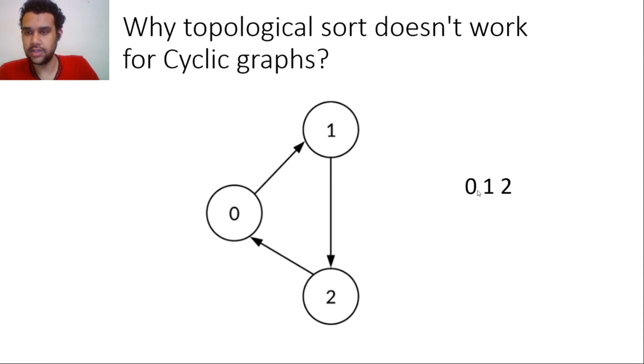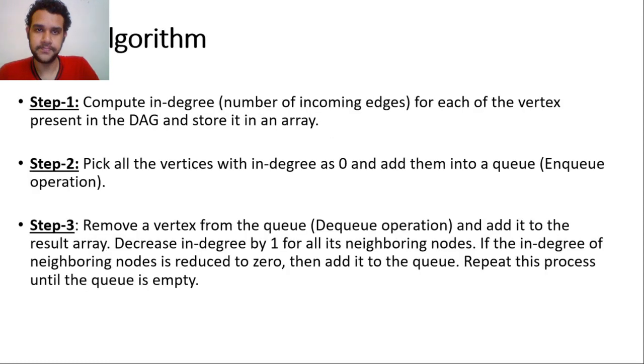But in this order, it is not true. 2 comes after 0 and not before it. Similarly, for 0, 0 comes after 2 and before 1. So before 1 condition is satisfied, but after 2, it is not true. So topological sort doesn't work for cyclic graphs.